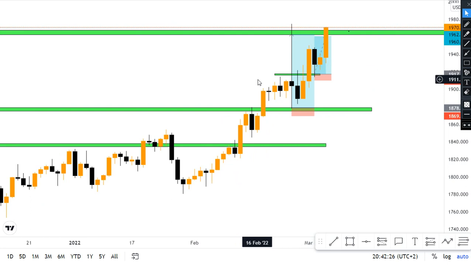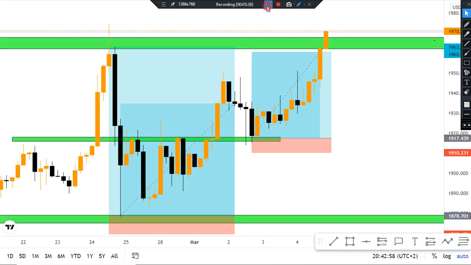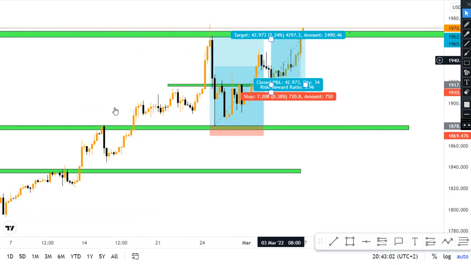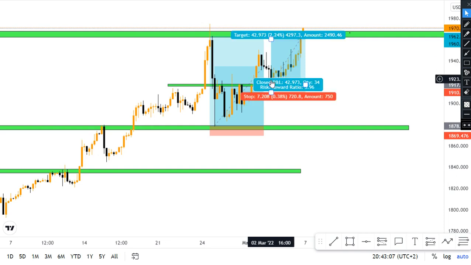Let me go to a 4 hour. There's a clear structure on a 4 hour, by the way. As I was saying, there's a clear structure on a 4 hour, so you will notice how I took my second entry. We had a resistance broken, came back to support, bought there, and it was a profitable one.